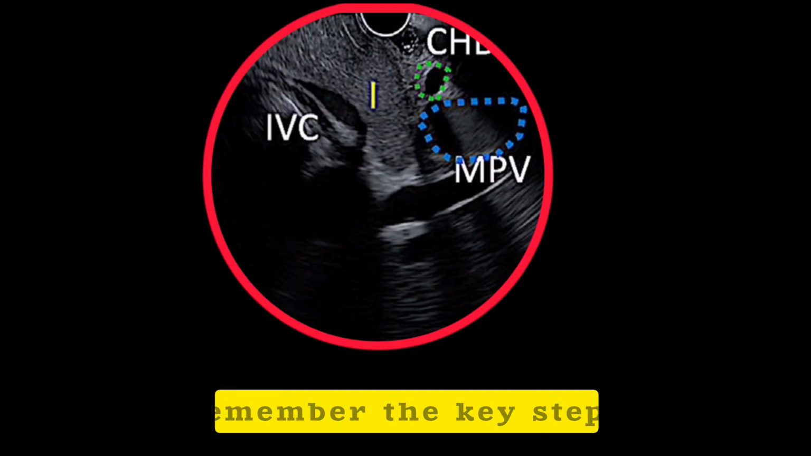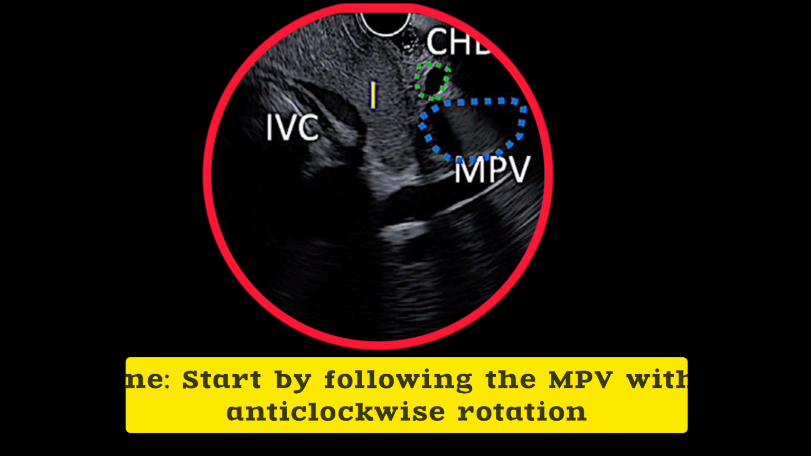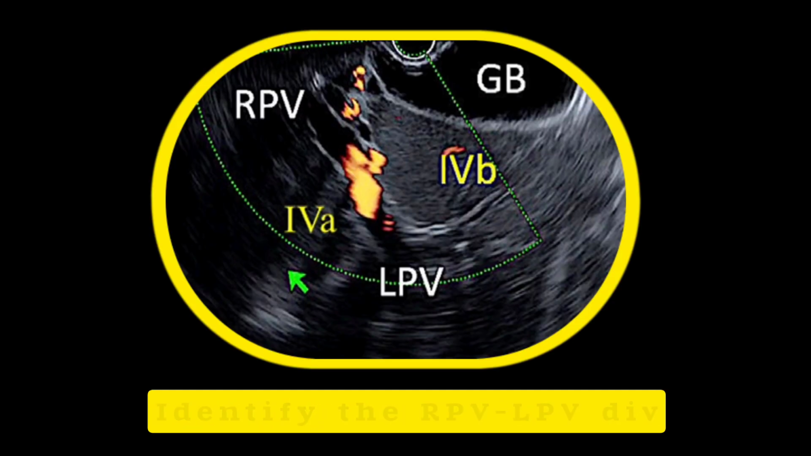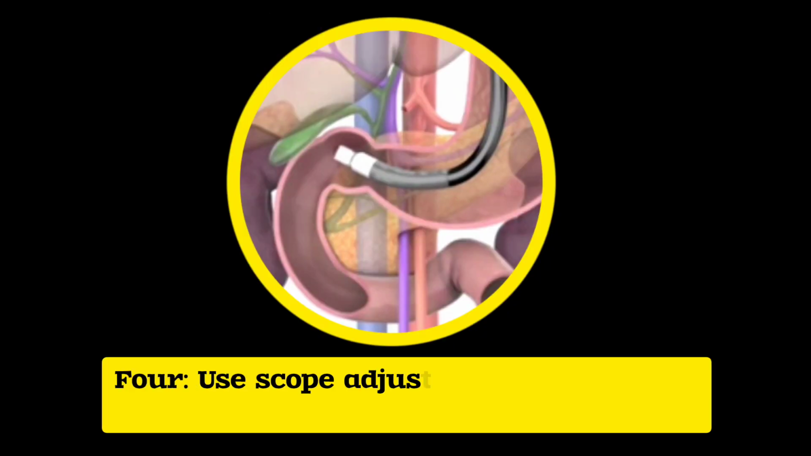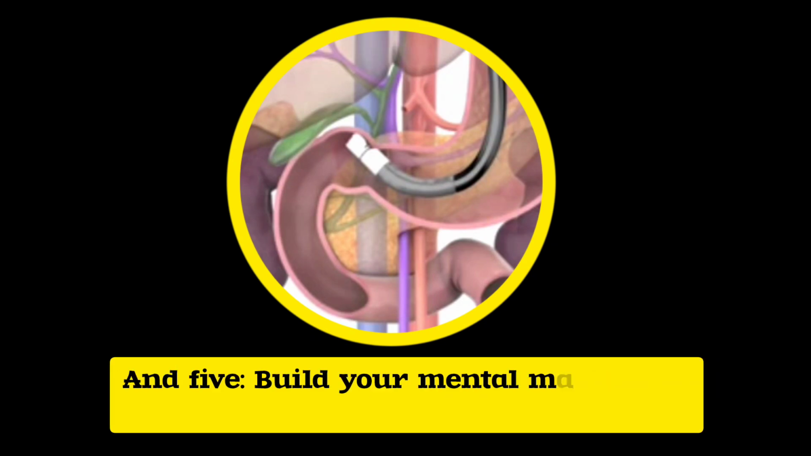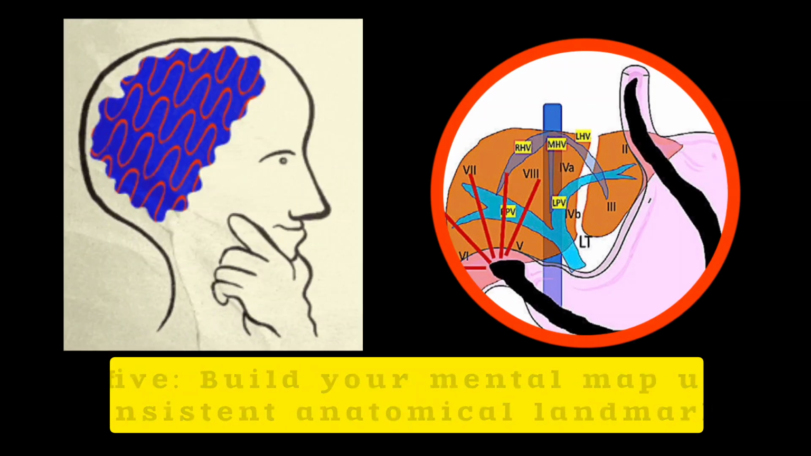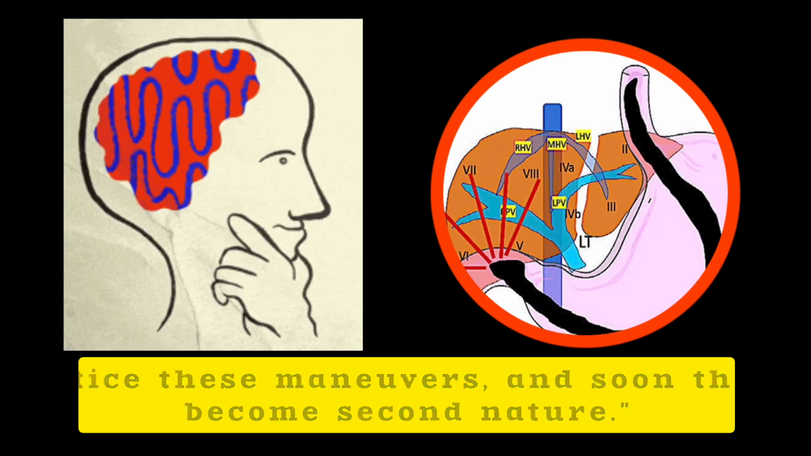Remember the key steps. 1. Start by following the MPV with anticlockwise rotation. 2. Identify the RPV-LPV division. 3. Trace the RPV and its branches. 4. Use scope adjustments to optimize visualization. And 5. Build your mental map using consistent anatomical landmarks. Practice these maneuvers, and soon they'll become second nature.